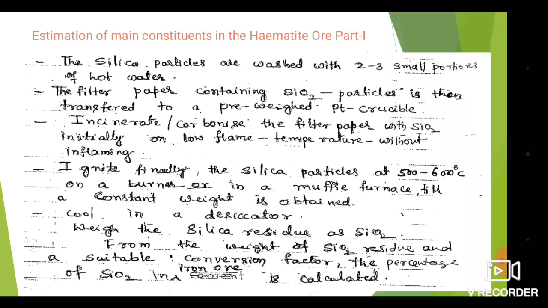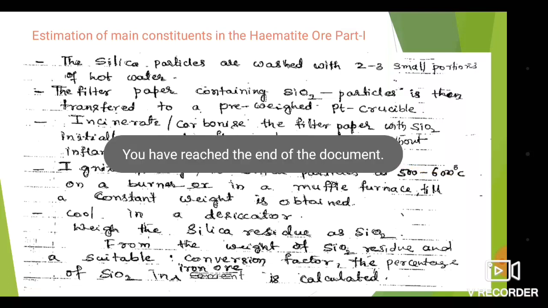Incinerate and carbonize the filter paper with the SiO2 initially on a low flame and temperature without inflaming. Finally ignite the silica particles at 500 to 600 degrees Celsius on the burner or in the muffle furnace till a constant weight is obtained. Cool in a desiccator and weigh the silica residue as SiO2. From the weight of the SiO2 and a suitable conversion factor, the percentage of SiO2 in the iron ore is calculated.